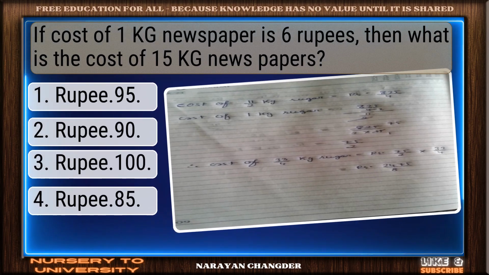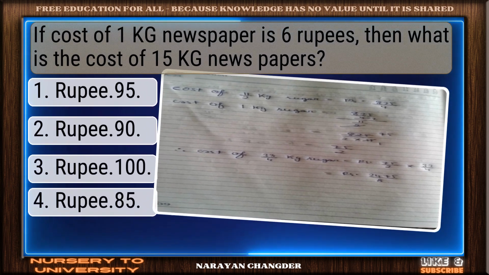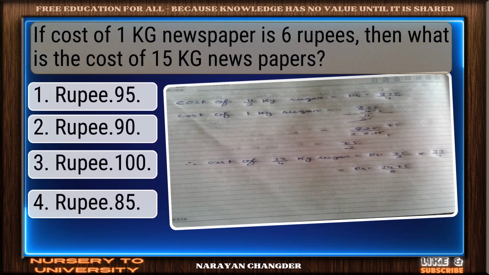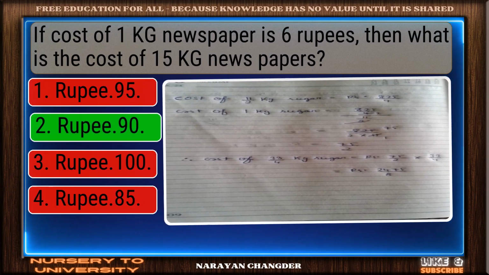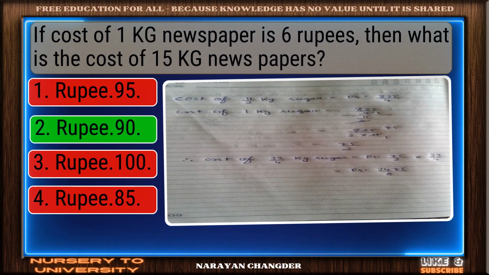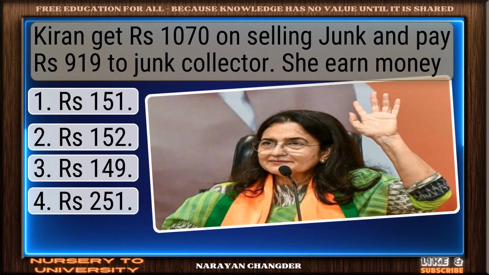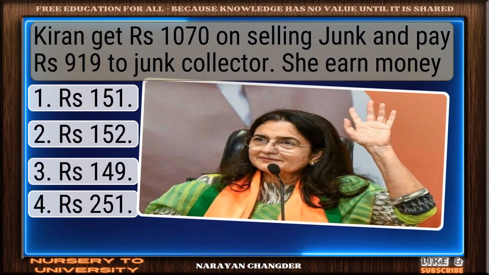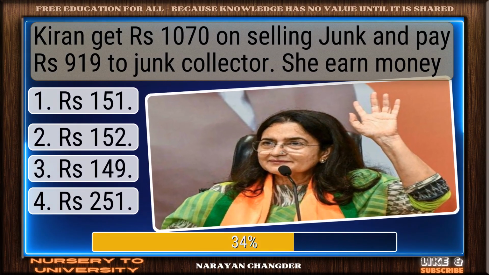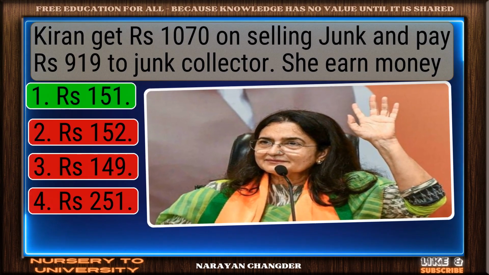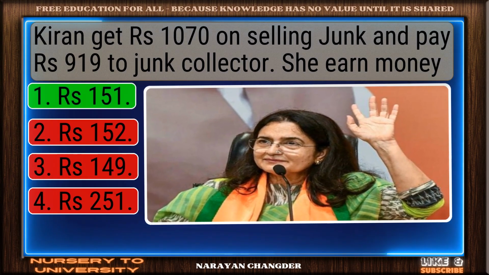If cost of 1 kg newspaper is 6 rupees, then what is the cost of 15 kg newspapers? You got it. Your choice Rs 90 is right. Karan gets Rs 70 on selling junk and pays Rs 919 to junk collector. She earns money? You chose Rs 151 and it is correct.